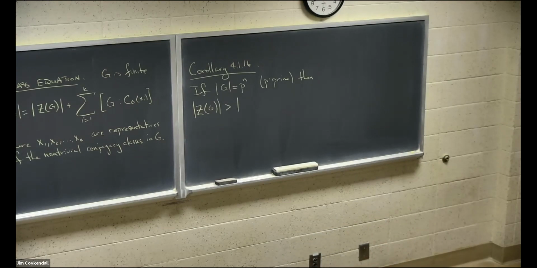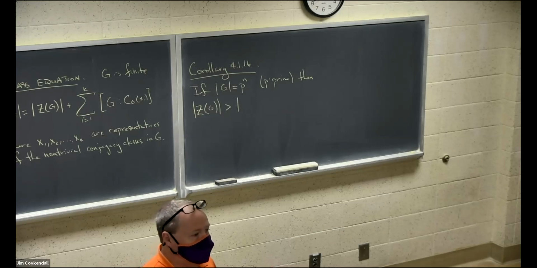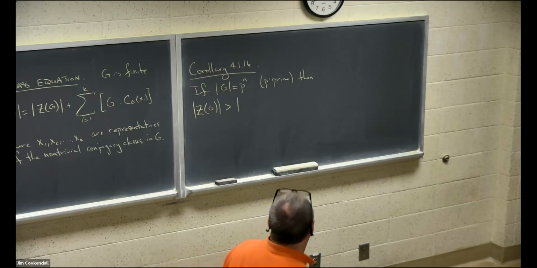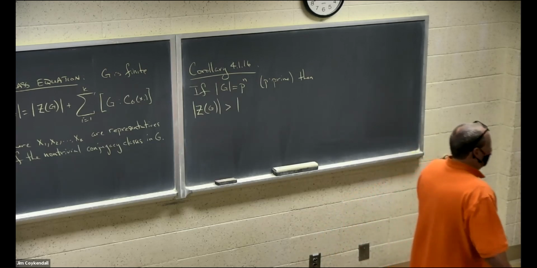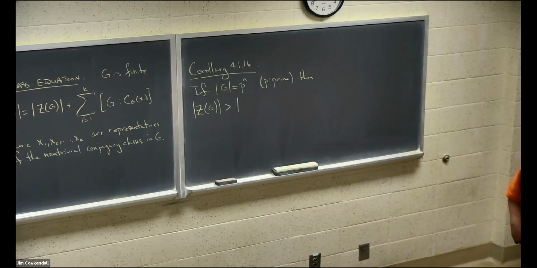This is amazing. Just look at S3, right? There's nothing in S3 except for the identity that commutes with everything. This is true in Sn. And sometimes the center is very small.